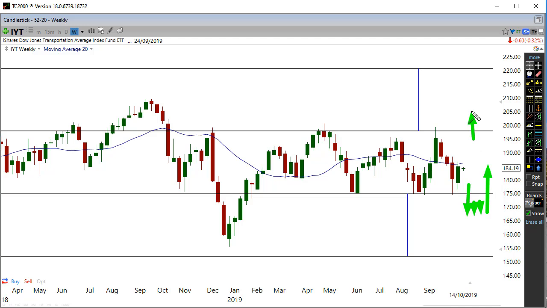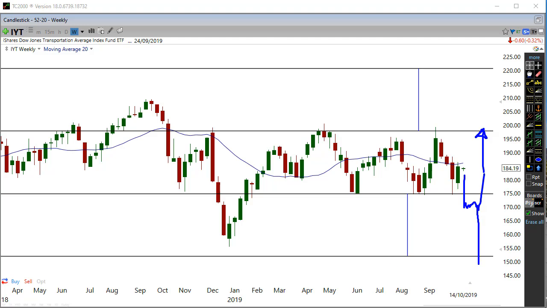Or we break up, go sideways, and then break back down. So wherever it breaks out, let's say the market breaks down and it's a false breakout and we get back above that 175. If that's the case, then we're likely to run back to the top of the channel here. If it's not a false breakout and we don't get back above there and we just break down, then we're likely to head back down to 155.